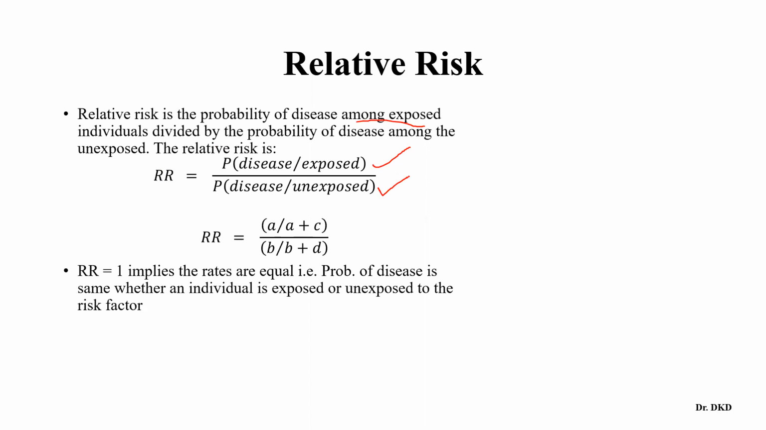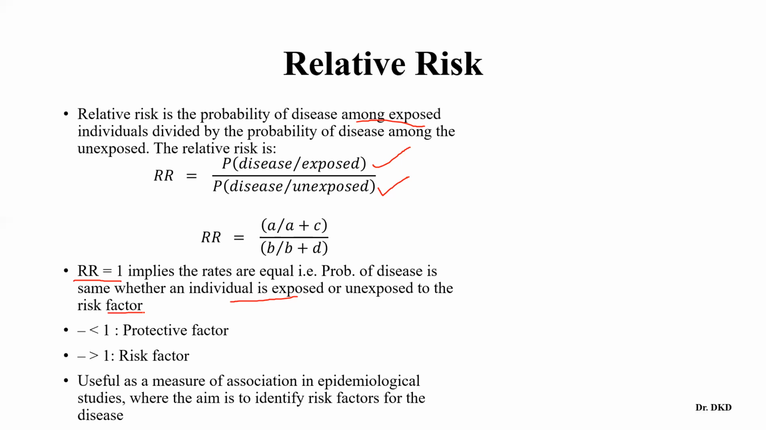If we get a relative risk value equal to 1, it implies that the rates are equal: the probability of disease is the same whether an individual is exposed or unexposed to the risk factor. If we get a value less than 1, it is a protective factor, and if the relative risk is greater than 1, we can say it is a risk factor.